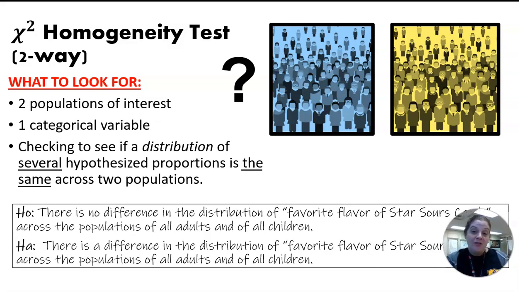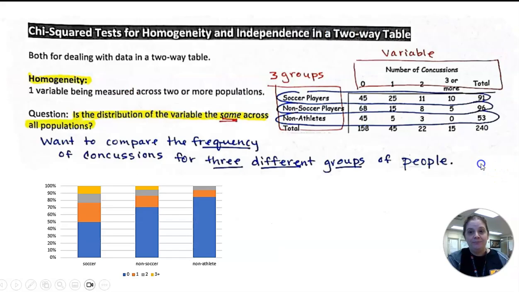So if I wanted to compare these two groups, adults and children, and see if they have different flavor preferences, I would use a homogeneity test. Okay, so you see my little picture at the top. We're going to look for two groups and one question.